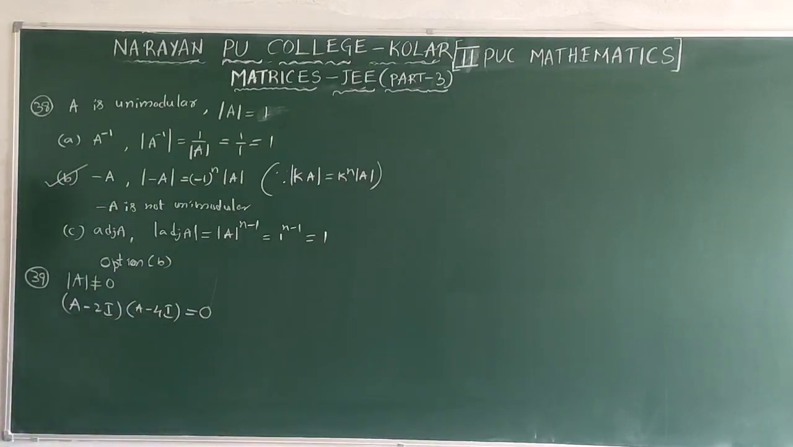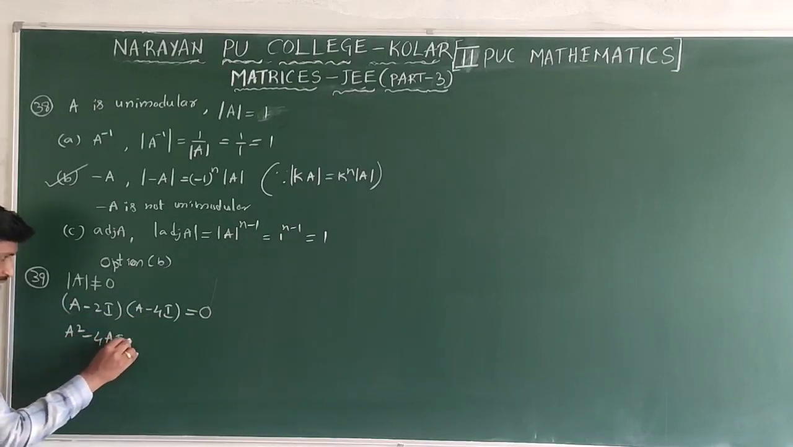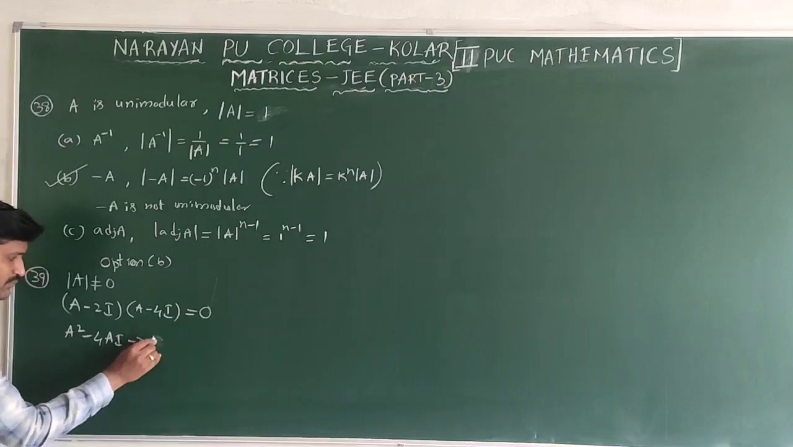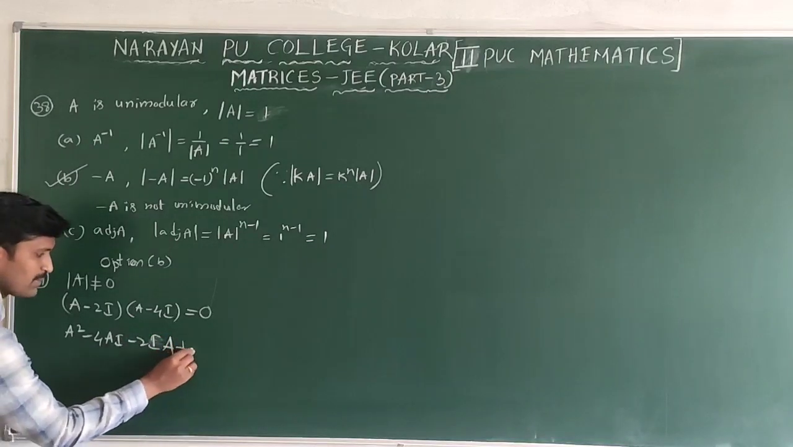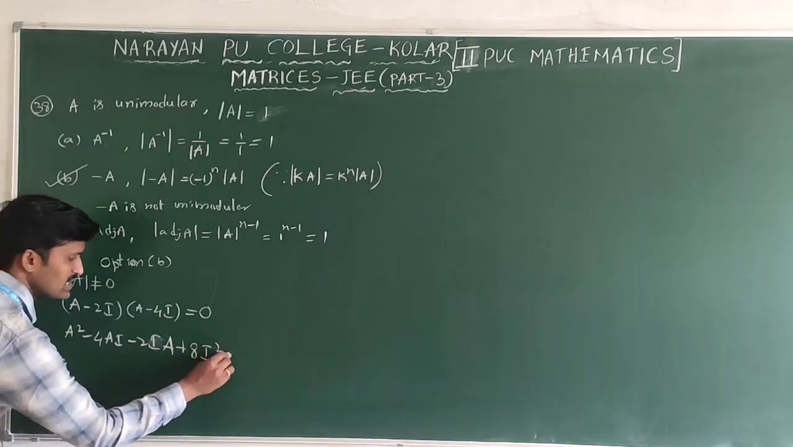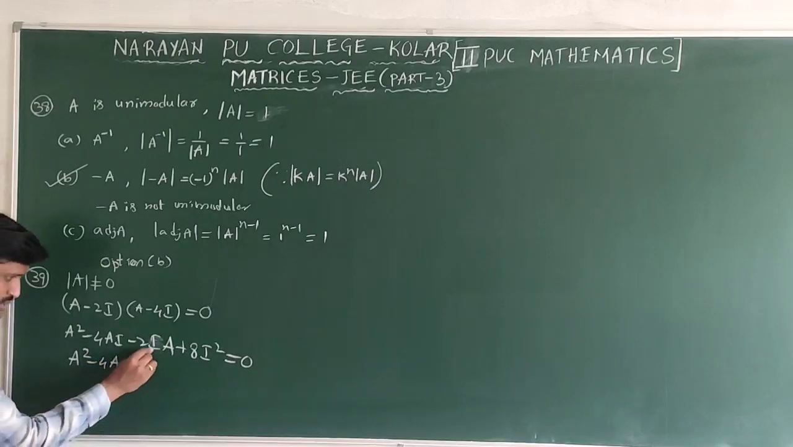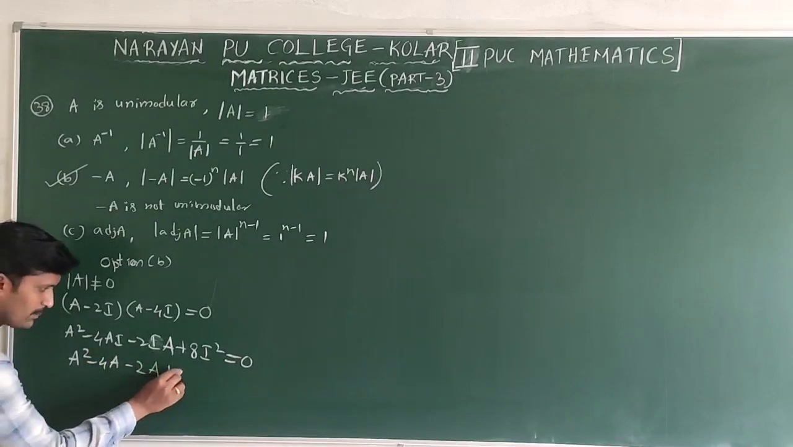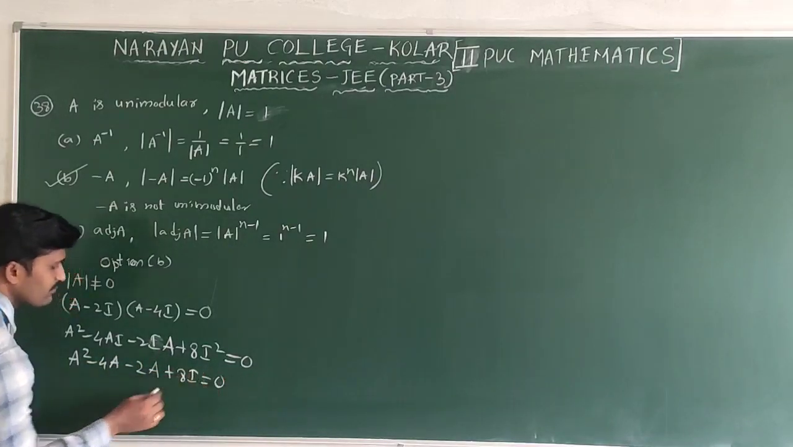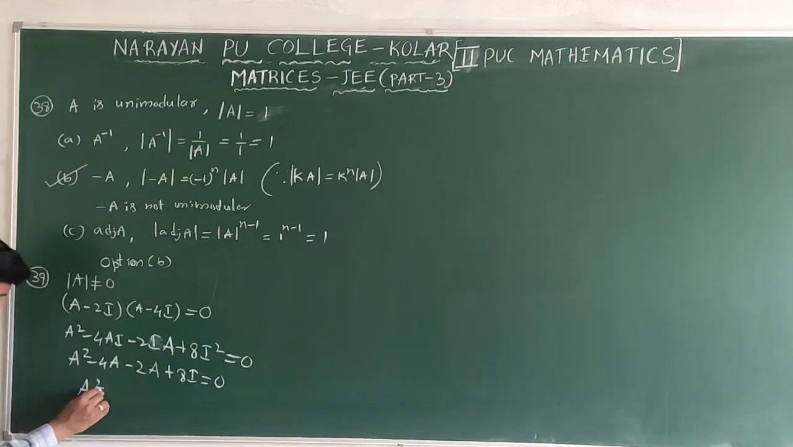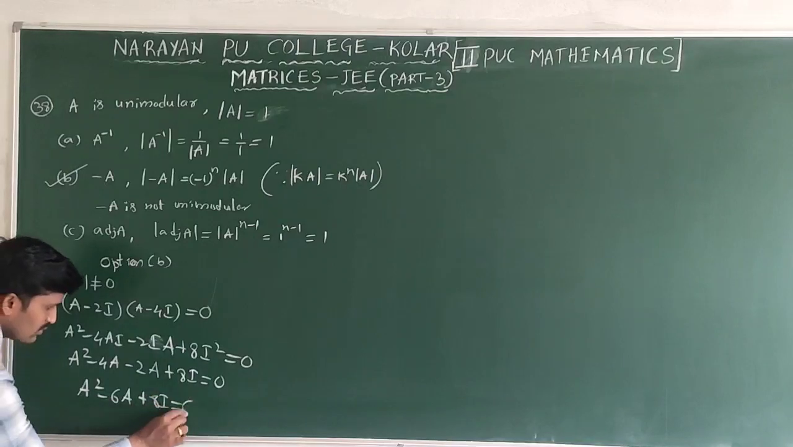First simplify this equation. A into A is A square, A into minus 4I is minus 4A, minus 2I into A is minus 2A, and plus 8 I square is 8I. Now from this, what can you write? A square minus 6A plus 8I equal to 0.